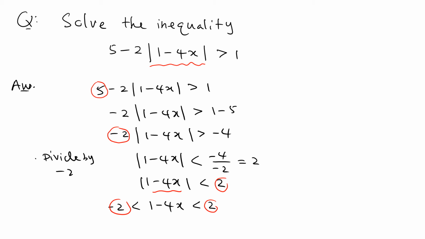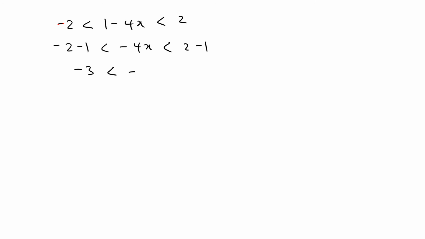This is not that difficult to simplify. The next thing we can do is subtract 1 from both sides. So we have negative 2 less than 1 minus 4x less than 2, and we subtract 1 from all three parts. That gives negative 2 minus 1, negative 4x in the middle, and 2 minus 1. So we get negative 3 less than negative 4x less than 1.